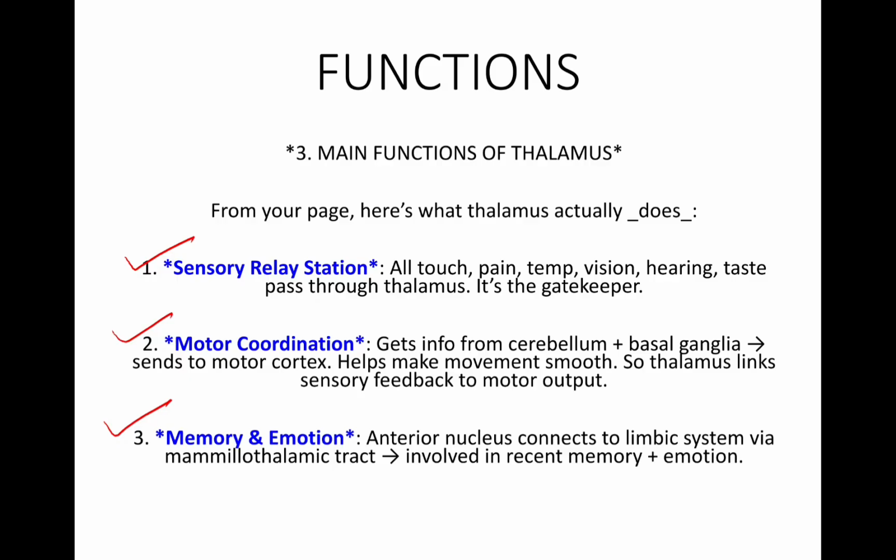Now memory and emotion. Anterior nucleus connects to the limbic system via mammillothalamic tract. Okay. Now involved in recent memory plus emotion. These will send the information which is involved in recent memory and emotion. That is how memory and emotion is a main function of thalamus.